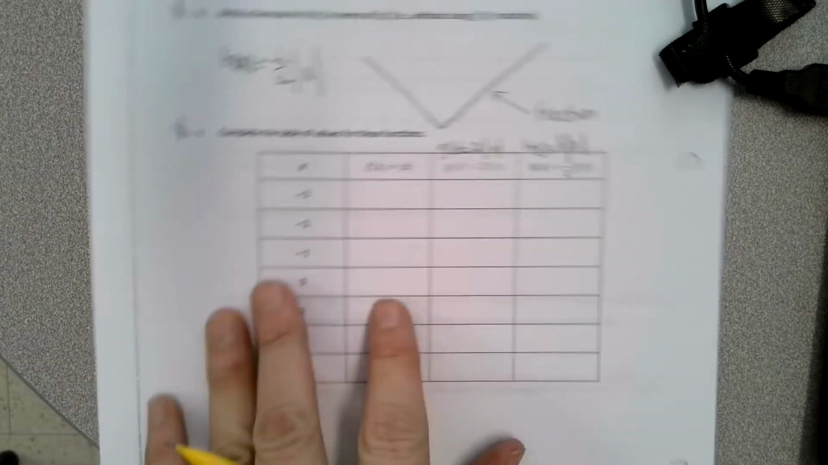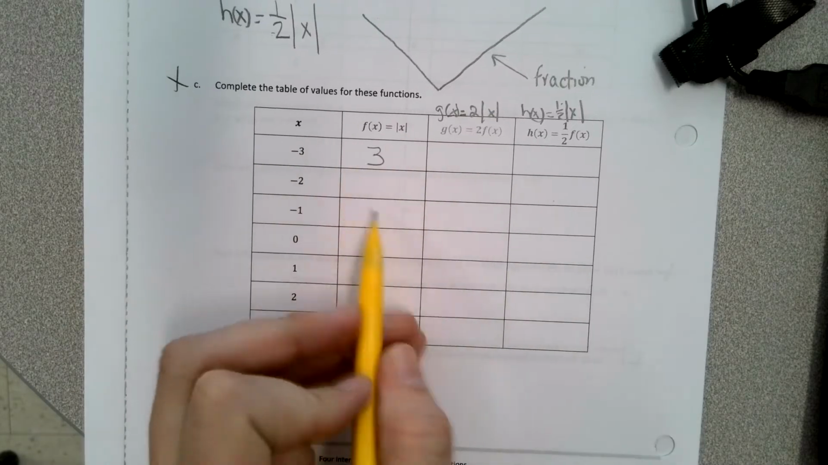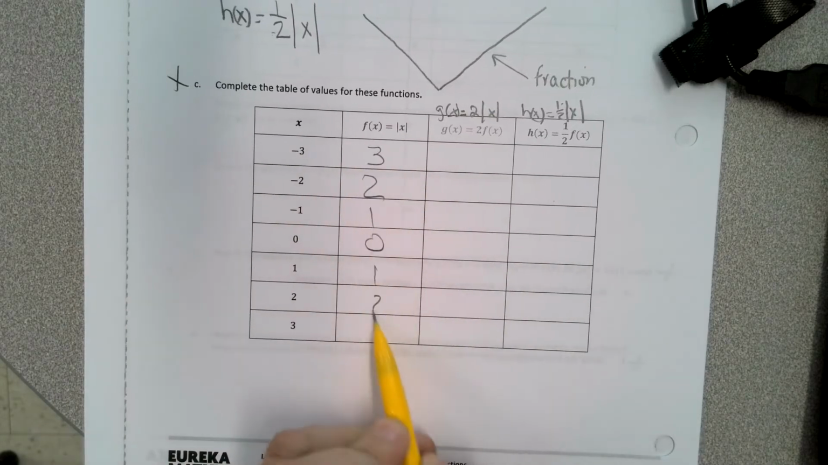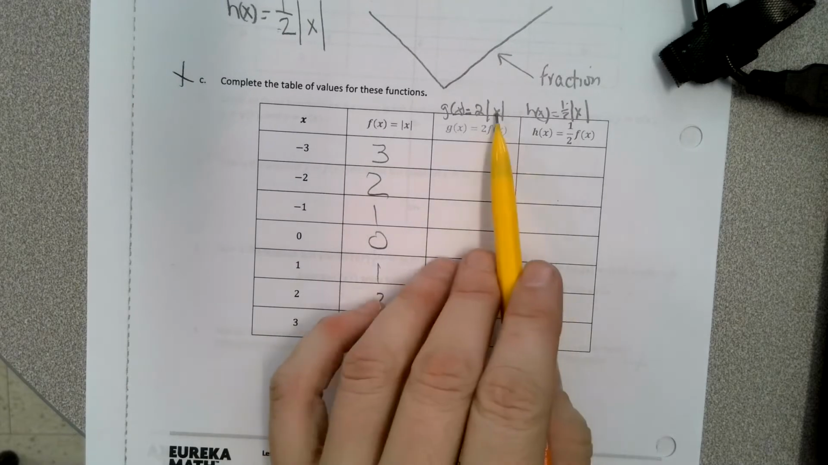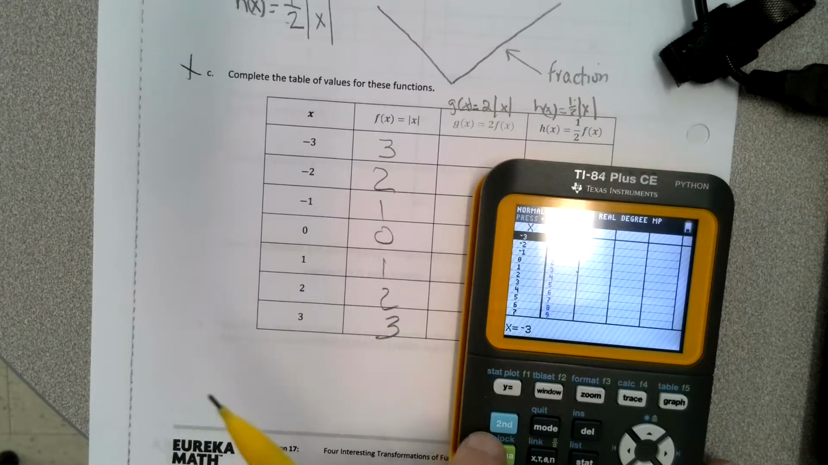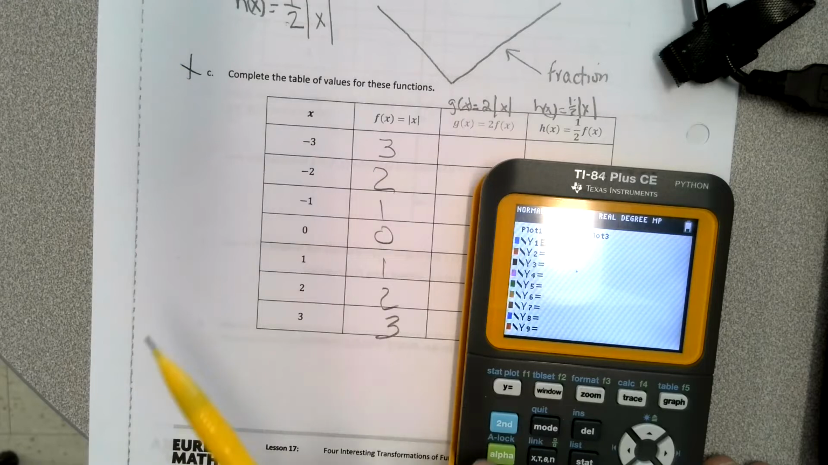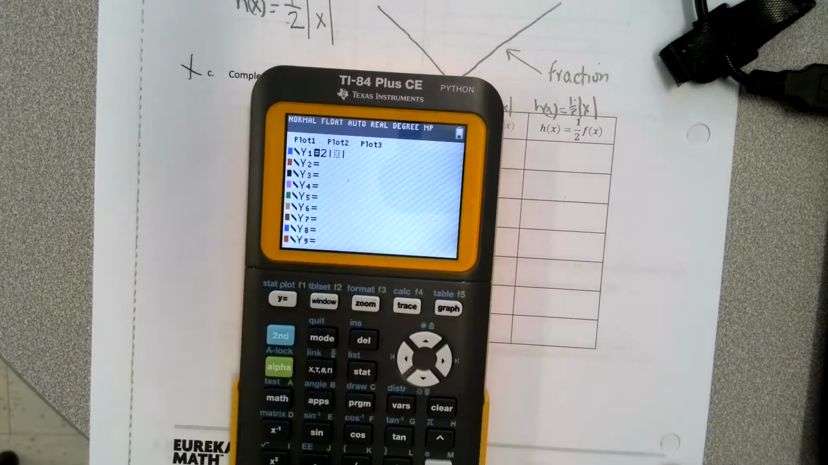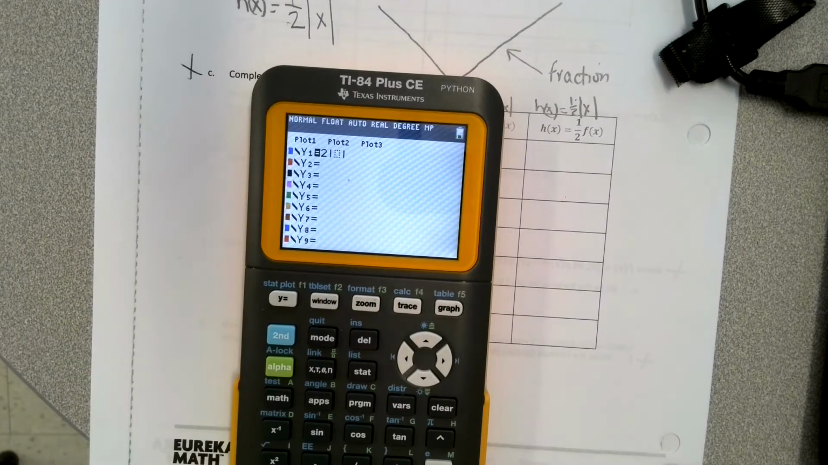Okay, so looking at the values in the table. So remember how above we wrote the equation. So right above this, I'm going to put g of x equals 2 absolute value of x, and then h of x equals a half, and then the absolute value of x. So we know these answers already. Absolute value of 3 is 3, 2, 1, 0, 1, 2, 3. There's never a negative.